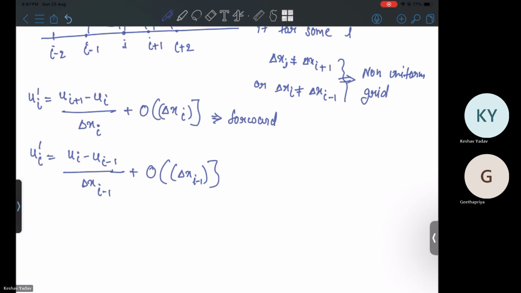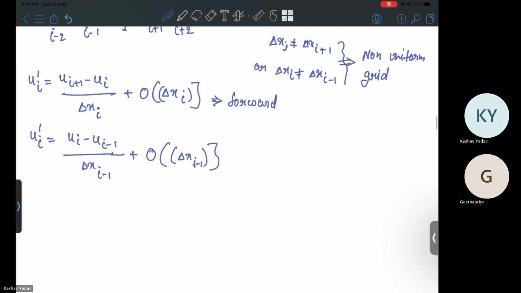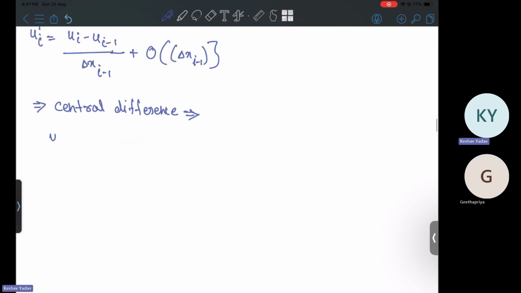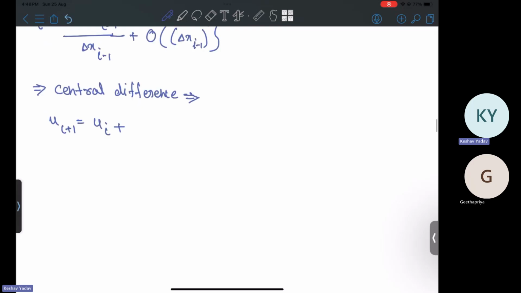So if I want to write for this case the central difference, then I need to write ui plus 1 as a Taylor series expansion, that will be equal to ui. I will not do the whole part, but I am just writing a small part of it.